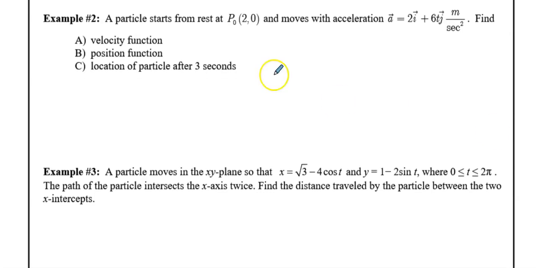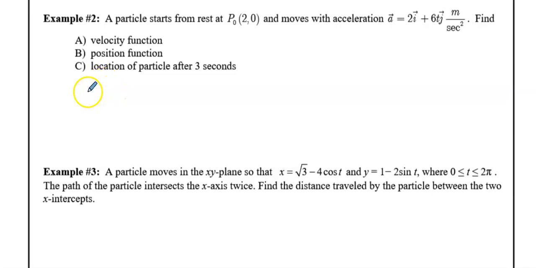Example number 2 says a particle starts at rest, so it tells us p of naught is equal to 2, 2, 0, and it moves with the acceleration given right here. So we want to find the velocity function, we want to give you the position function, and then we want to locate the particle after 3 seconds.